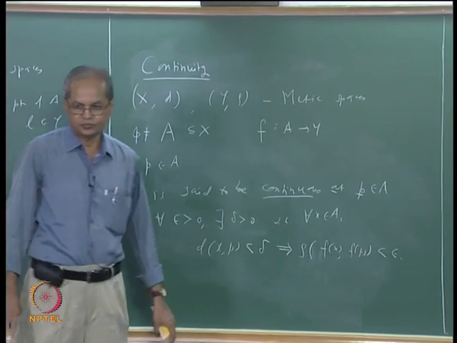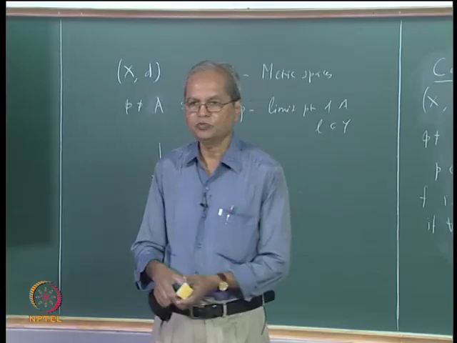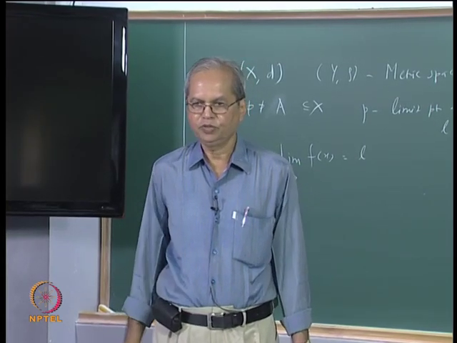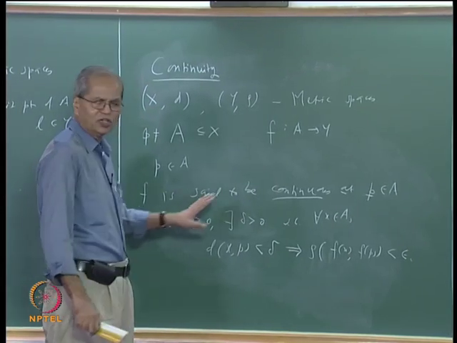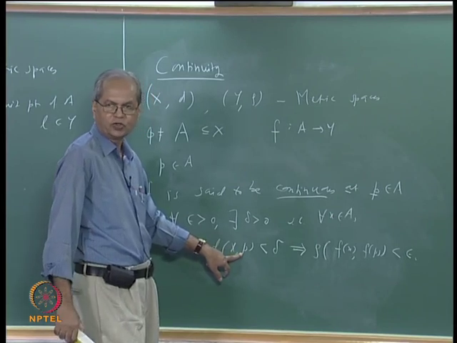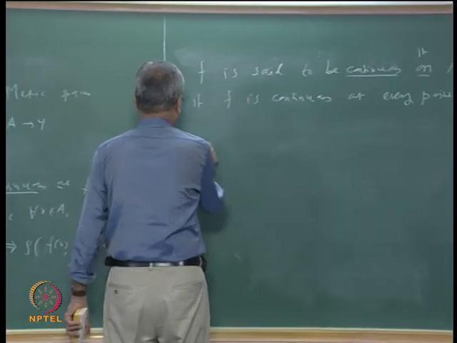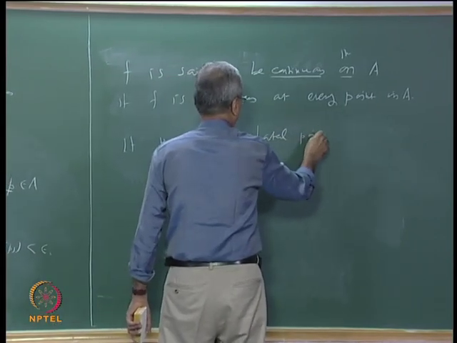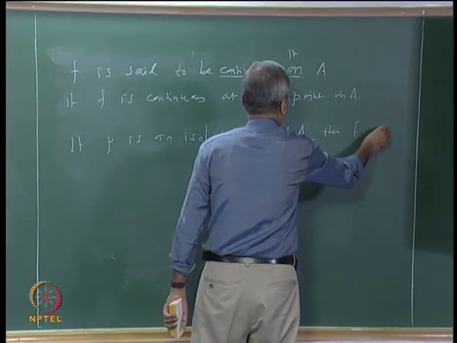If p is not a limit point, then what? Suppose p belongs to A, but p is not a limit point. Remember, we had called such a point an isolated point. P is not a limit point means there exists some open ball containing p which contains no other point of A, only that point p. In that case, whatever epsilon is given, essentially what I want to say is that if p is an isolated point, then the function is always continuous at that point. So let us make that observation: if p is an isolated point of A, then f is continuous at p.